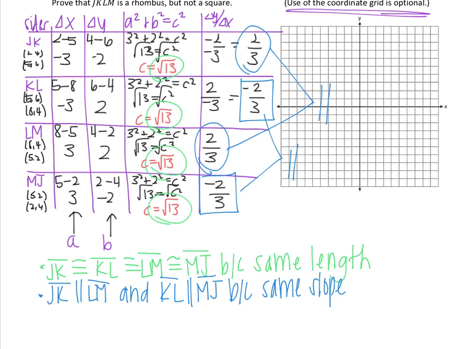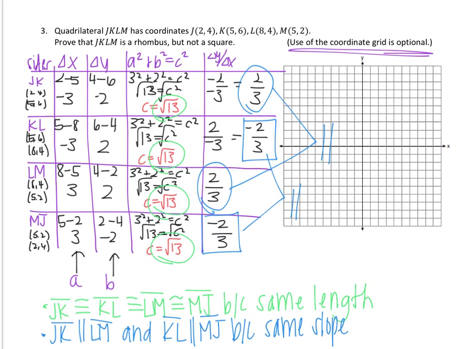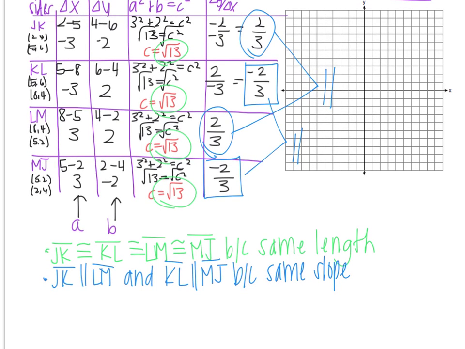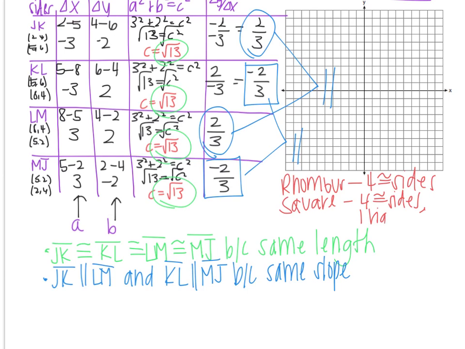So I just want to go back up and read our goal here. It says prove that JKLM is a rhombus but not a square. So when we think about our basic properties, a rhombus has 4 congruent sides. And you're probably like, well, wait a second, so does a square. And yes, you're right. A square has 4 congruent sides. But there's something special about a square that a rhombus doesn't have, and that's one right angle, or at least one. We know that there's 4.